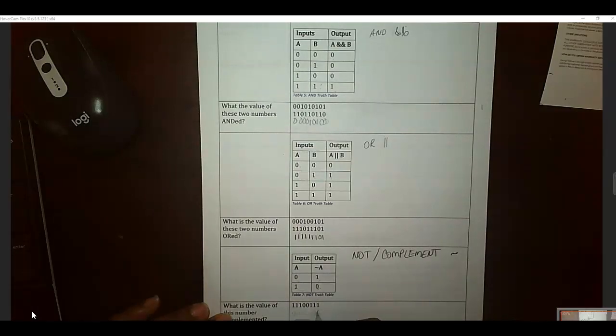1 complemented is 0. The complement of 1 is 0. The complement of 1 is 0. Complement of 0 is 1. Complement of 0 is 1. Complement of 1 is 0. Complement of 1 is 0. Complement of 1 is 0. So there is our new value.